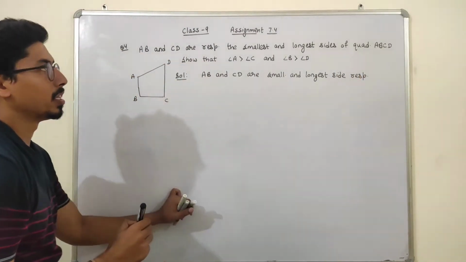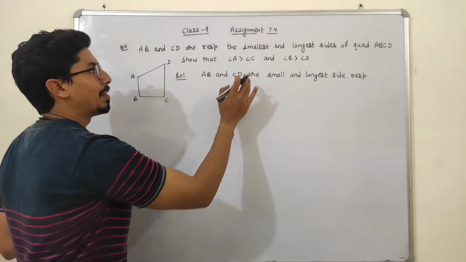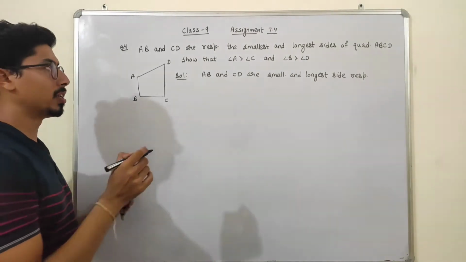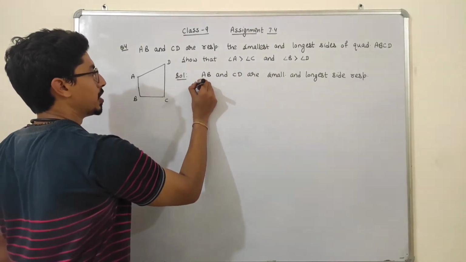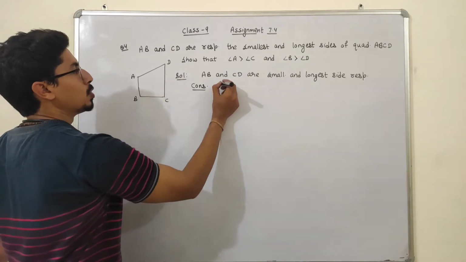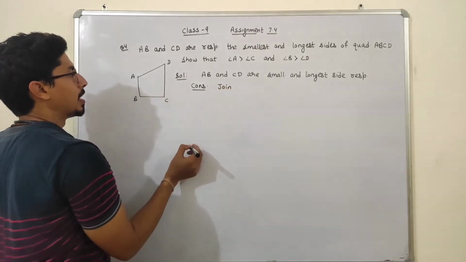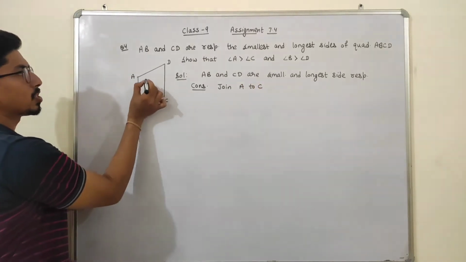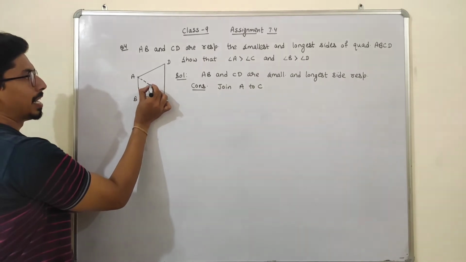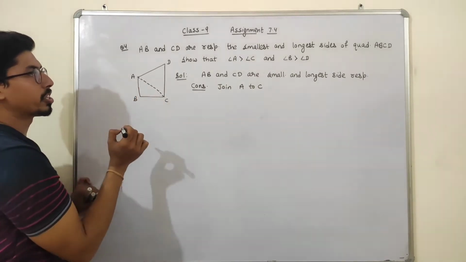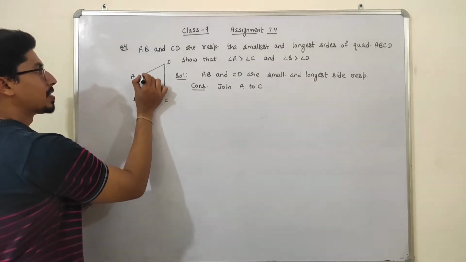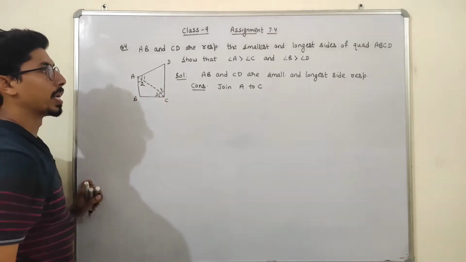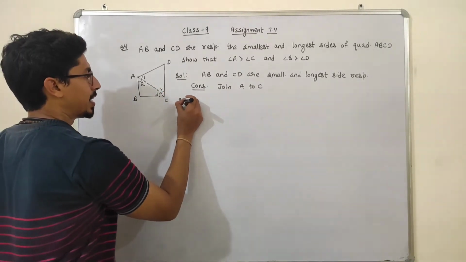It is given in the question, and I have to prove these two things, students. So before proving this, I have to make a construction. Join A to C. If I join like this, I get the construction. Name these angles: this is angle 1, this is angle 2, this is angle 3, and this is angle 4.